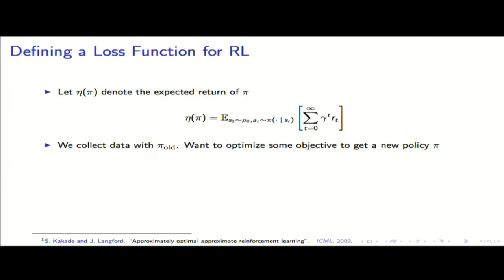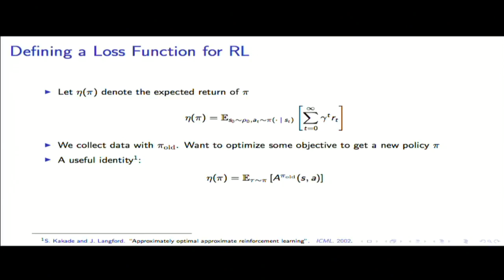Let's say we have a policy which we're going to call pi old, meaning it's our old policy that we're going to try to update. All we can do is sample from this policy. So the general framework is we're going to sample from pi old, and then we want to optimize some objective to get a new policy pi. So how do we do that?